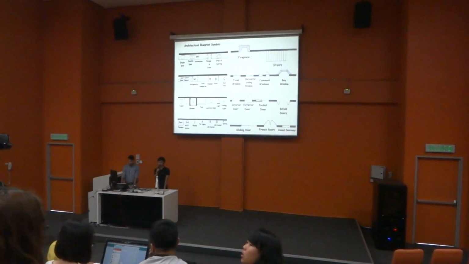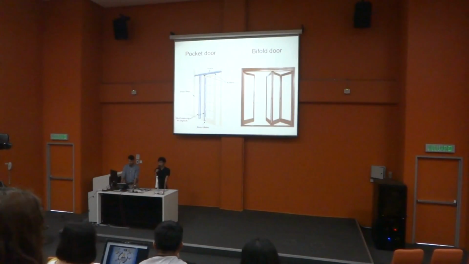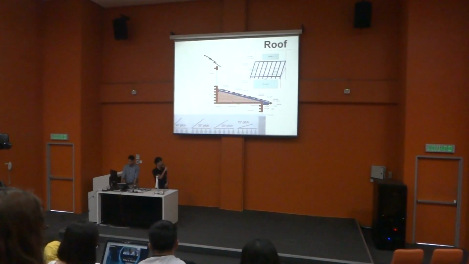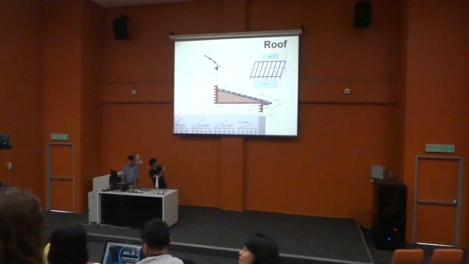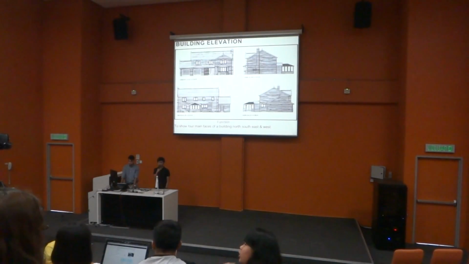And this is the architectural blueprint symbols. This is the fixed window and the bay window, and you have the pocket door and the bifold door. And this is a roof plan, which is also important to show the basic shape of the roof. This is the roof line, and down there are four common angles of building a roof. I guess the most common ones are 35-degree pitch and 30-degree pitch. And this is building elevation. It's important to show the four main faces of the building: north, south, east, and west.